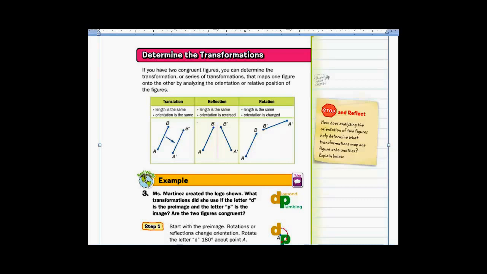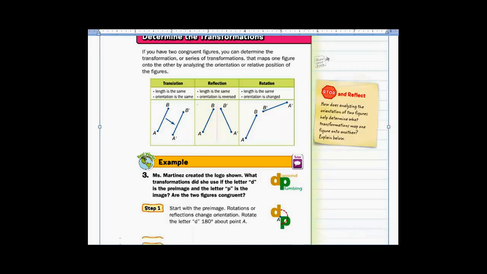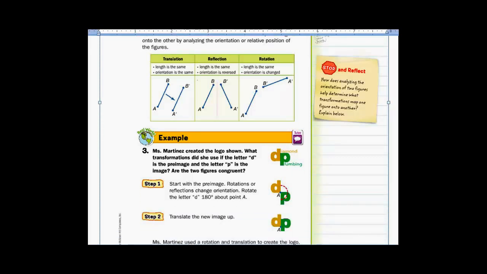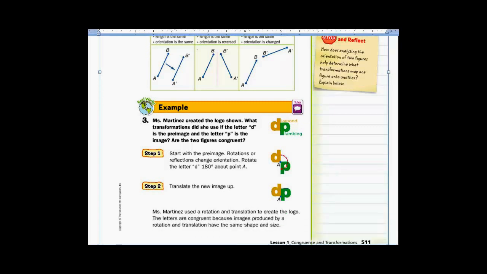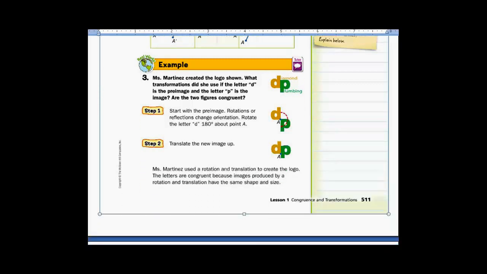Okay, so what would they do? And it even shows you right there, if you take the D and rotate it 180 degrees, that's what you've got. The D becomes a P, and then you would just have to translate that unit. You would just have to slide it up. So they are congruent because one would rotate around and slide up right into that position.